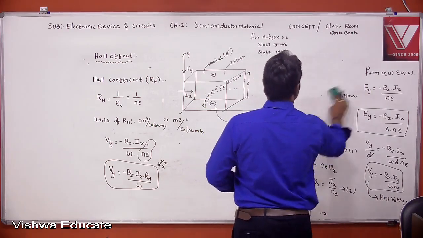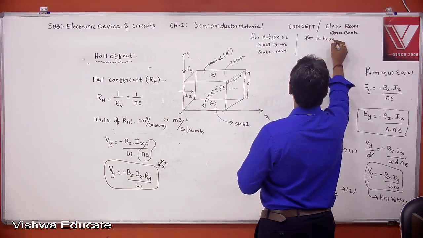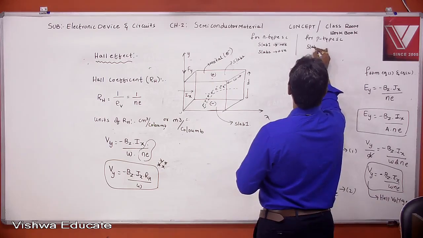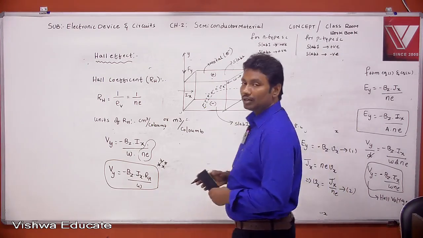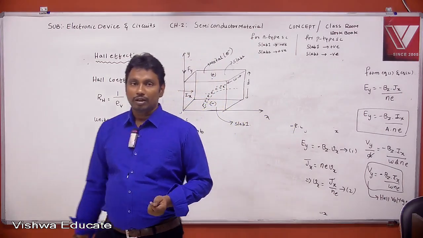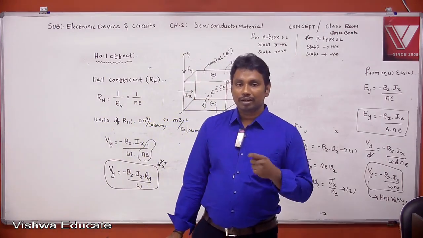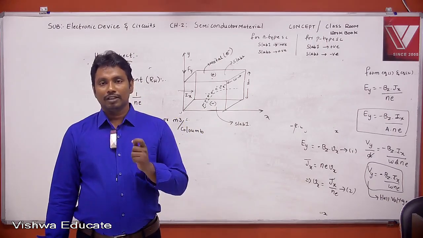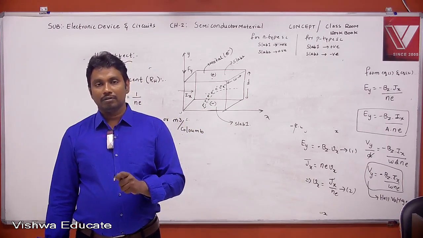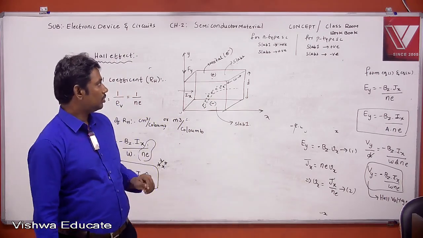Okay, if it is a P-type semiconductor, then slab 1 is positive and slab 2 is negative. Right, the first application: it is used to determine whether the semiconductor is N-type or P-type. Right. Copy this one.